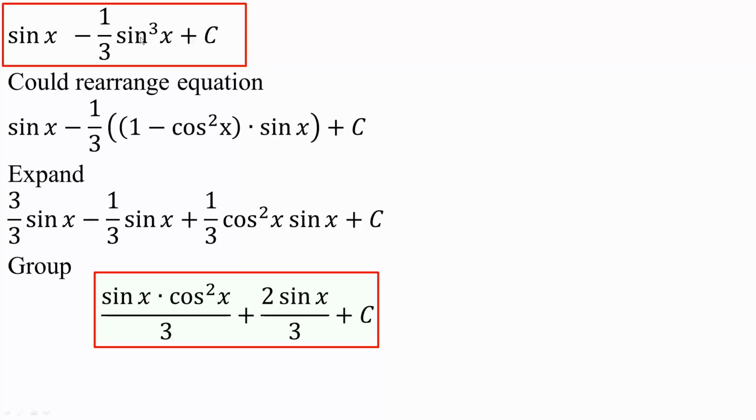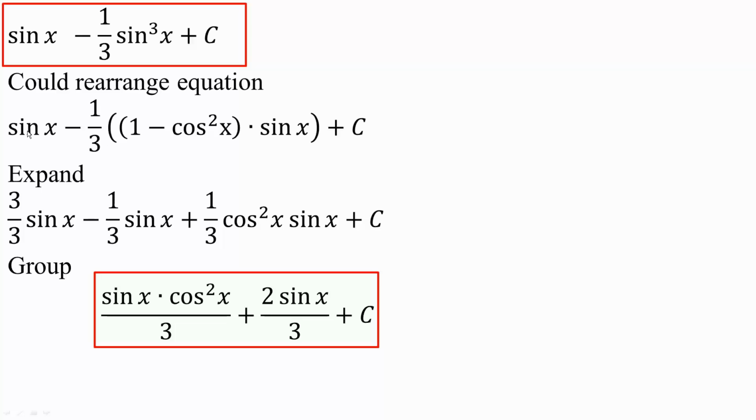So this right here is this piece right here. And so I can rearrange this equation. I could say sine x minus 1/3 times the quantity 1 minus cosine squared x, times sine x. This piece right here is sine squared x. Sine squared x times sine x is sine cubed x. So they're equivalent.